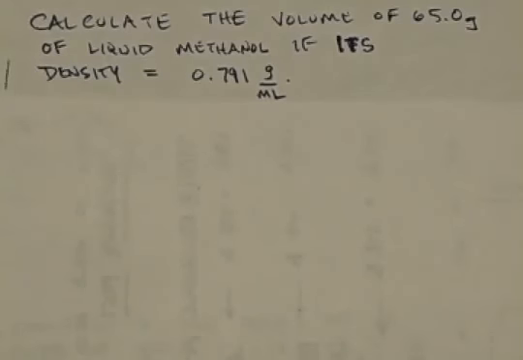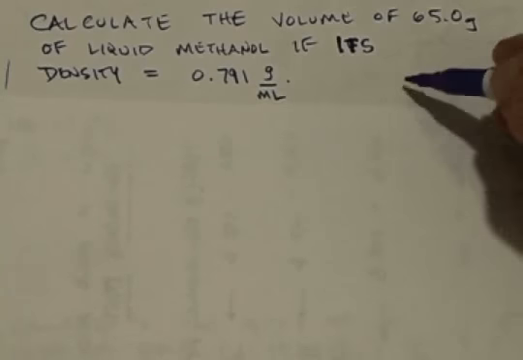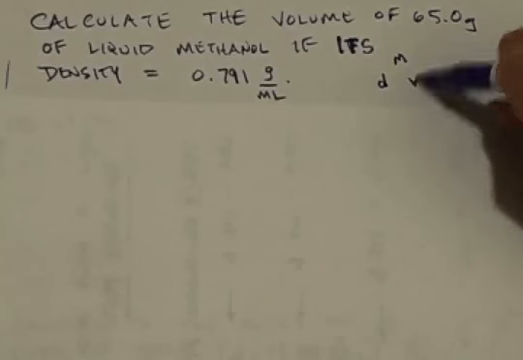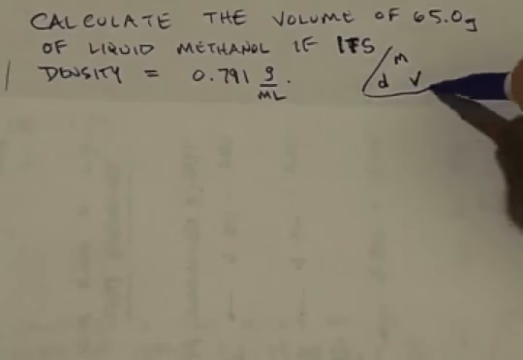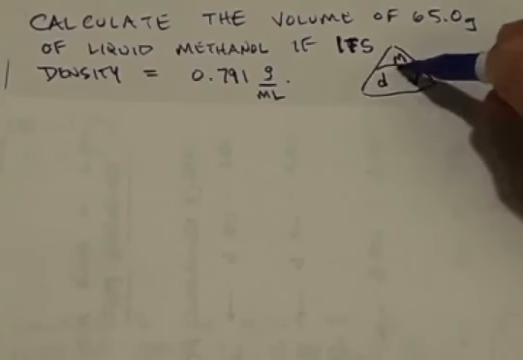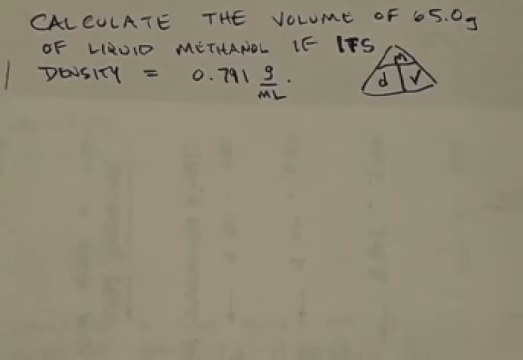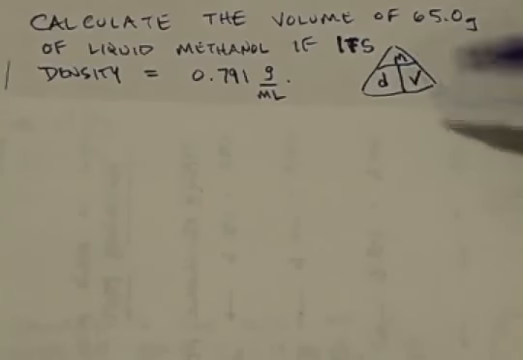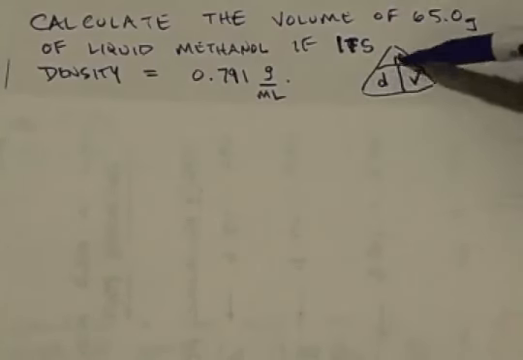Our first density sample problem says, calculate the volume of 65 grams of liquid methanol if its density is equal to 0.791. Remember, the density triangle says that density is equal to mass divided by volume, and it's in the shape of a triangle because then what you can do is just cover up the thing that you're looking for, in this case volume, and that's equal to mass divided by density, or m over d.